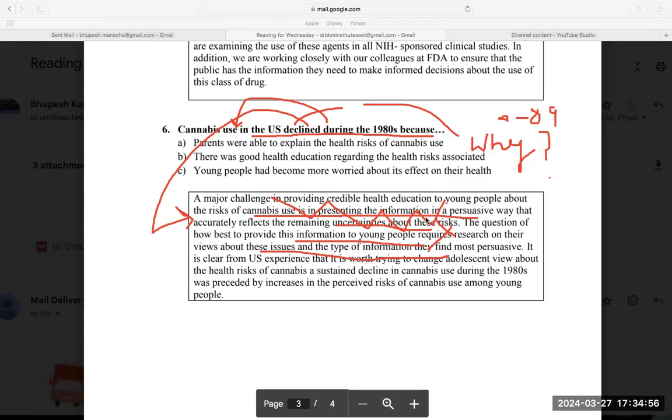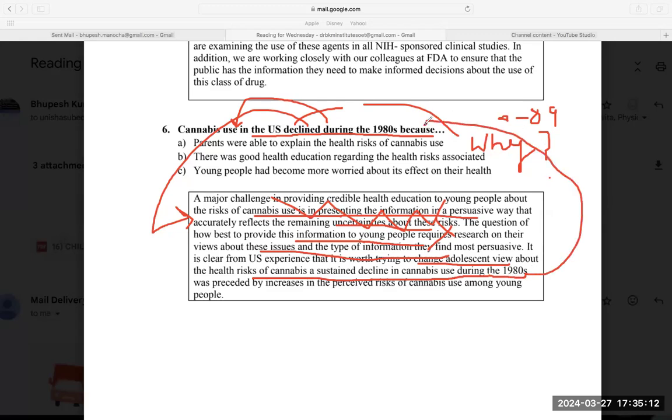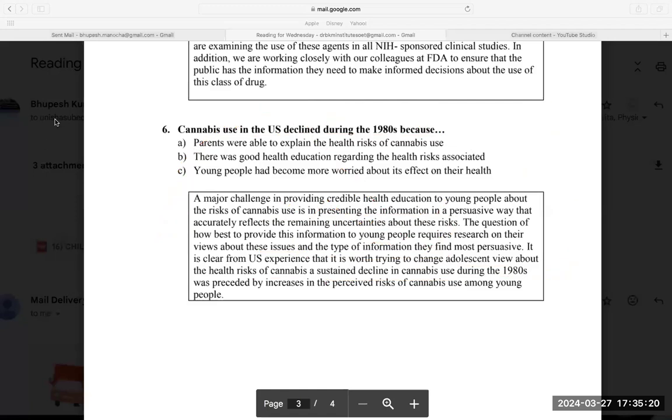It is clear from the US experience that it is worth trying to change adolescent views about the health risk of cannabis, a sustained decline in cannabis use during the 1980s. Now my keyword is 1980s. I can see that. US declined. I can see that. So that is my main line. So that is where I will focus again. So I will take the marker again and will try to do it.